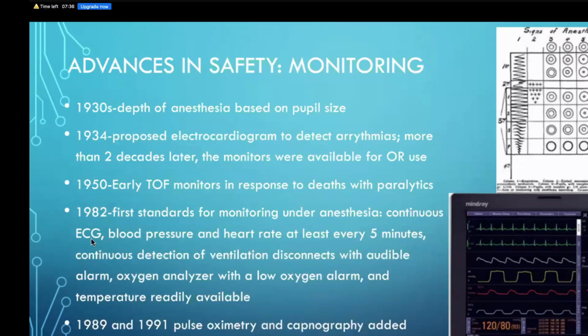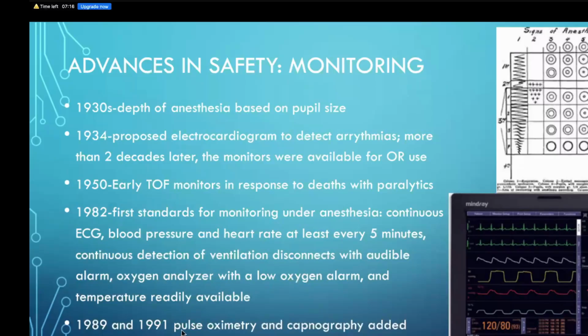In the 1980s were the first actual standards for what we had to do with monitoring. So continuous EKG, blood pressure, and heart rate at 5-minute intervals. So every 5 minutes we checked all these things. And then some way to detect that the patient keeps breathing and having alarms present to alert the anesthesia provider if something was going wrong.